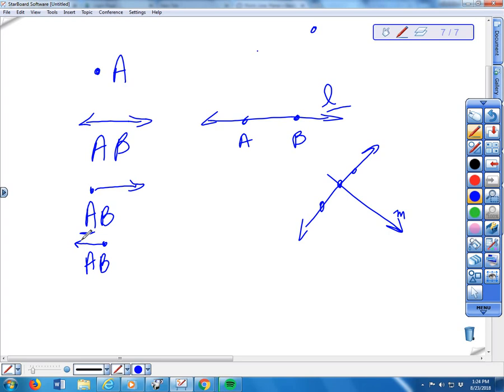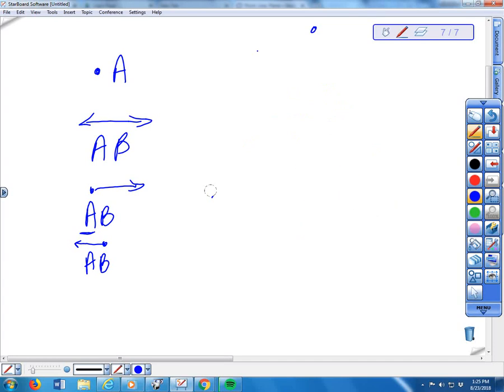Okay. Now, if I have a line, let's say, okay, I could say this is line AC. I could say it's line AB. I could say it's line CA. I could say it's line BA. With lines, it doesn't matter because it goes on forever. As long as you name 2 points on the line, that's a way to name it. So there's lots of ways to name the same line.